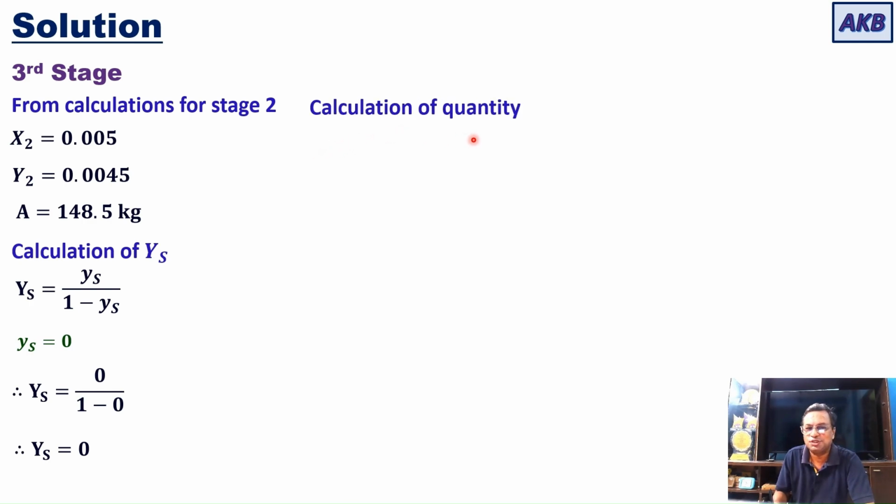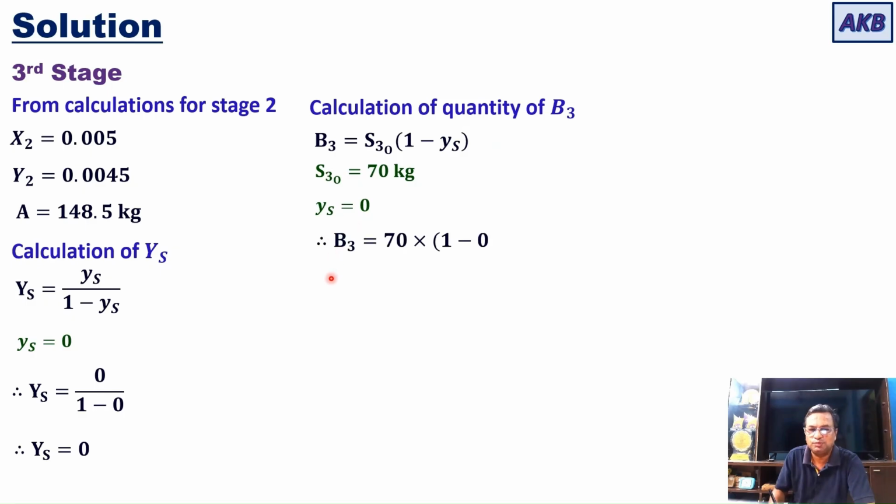Then calculation of quantity of B3, the amount of B that enters stage number 3. So B3 will be equal to S30 into 1 minus Ys. I have told you how we get this equation. S30 is 70 kg, Ys is 0, therefore B3 will be equal to 70 into 1 minus 0, that is B3 will be equal to 70 kg.